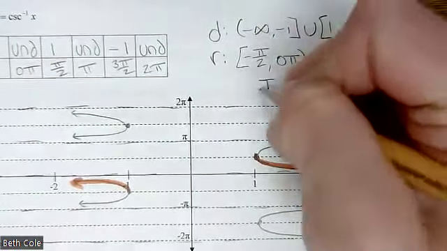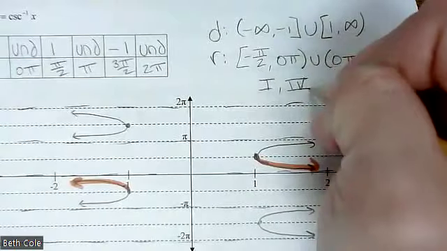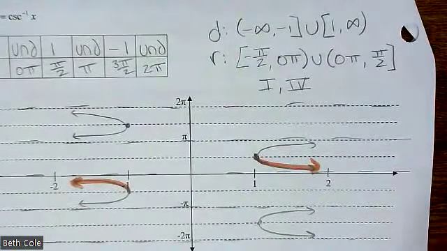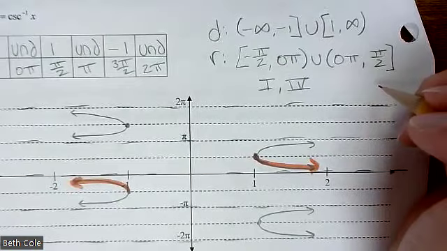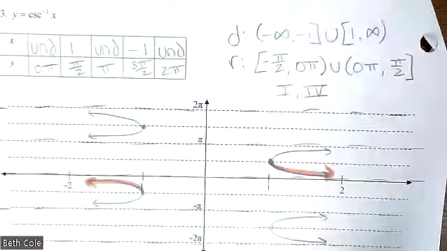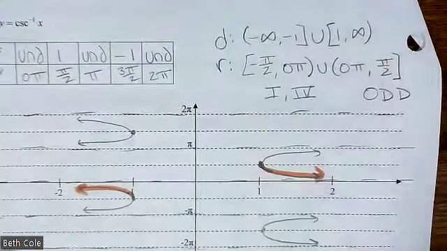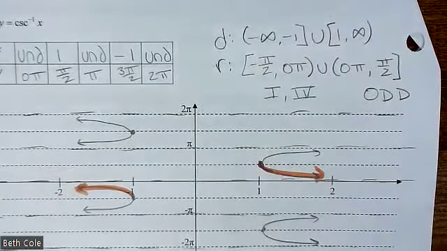All right, so that one is in quadrants 1 and 4. And if sine was odd, that means cosecant is also odd. The reciprocal ones go together. So if sine was odd, cosecant is also odd.